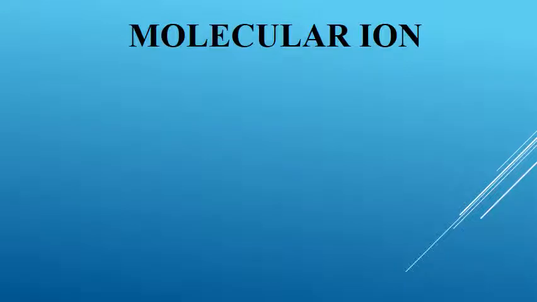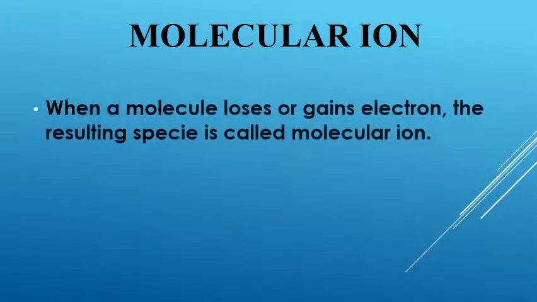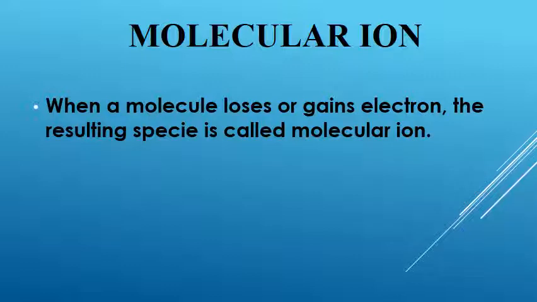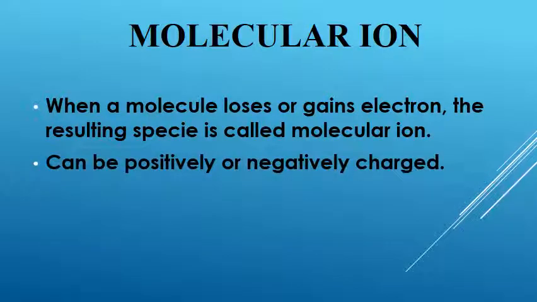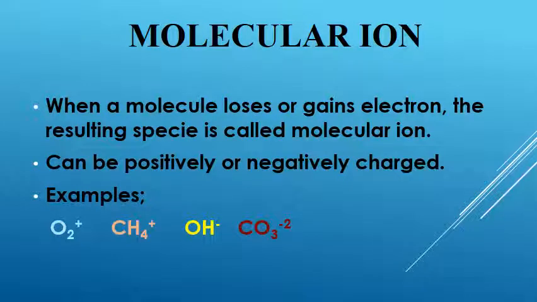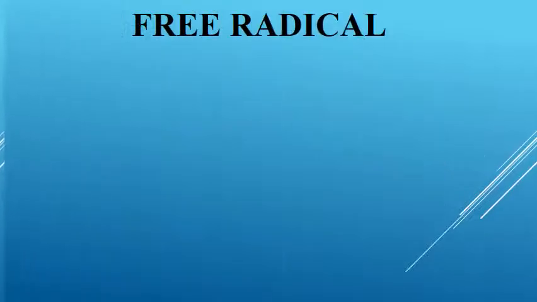The next chemical species is the molecular ion. A molecular ion is any ion that is formed when a molecule loses or gains electrons, and it can also be positively or negatively charged. Some common examples of molecular ions include O2+, CH4+, which is another molecular ion, OH-, which is a molecular ion with a negative charge, and CO3 with a charge of -2. Basically, a molecular ion is any ion with a positive or a negative charge that is made up of 2 or more than 2 atoms.